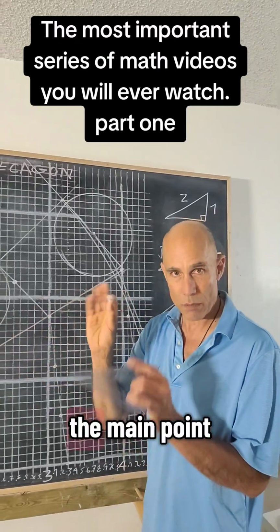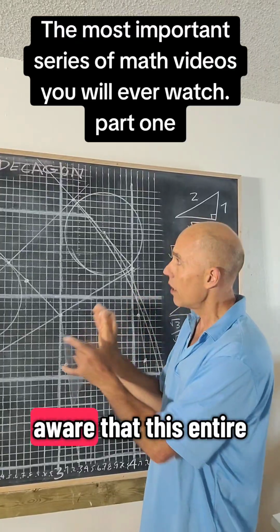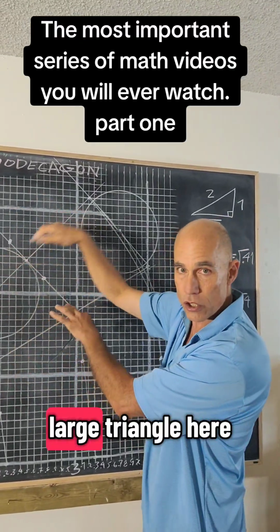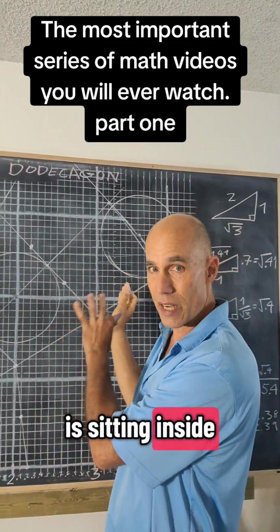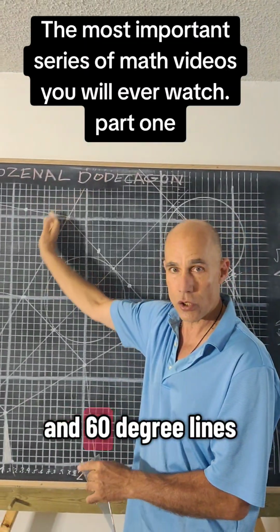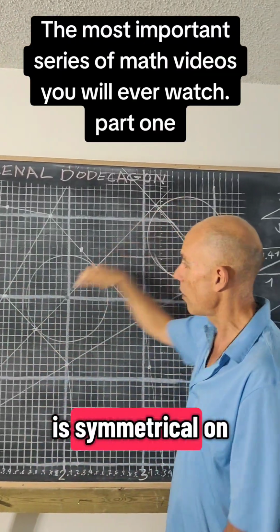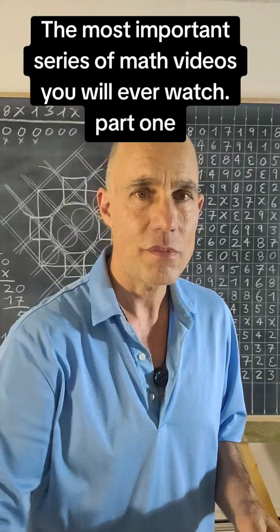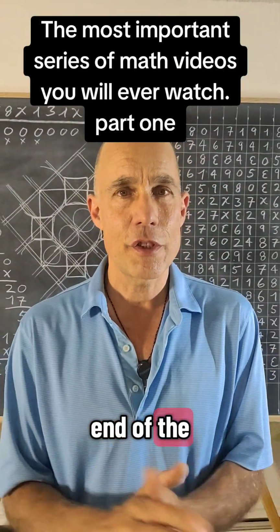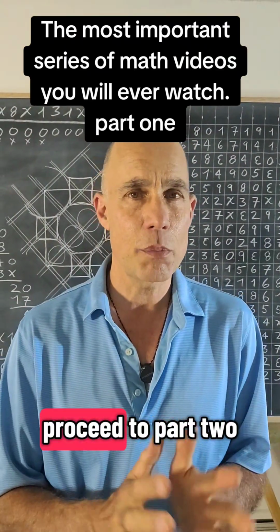So the main point of this is just to be aware that this entire large triangle here is sitting inside of the 30 and 60-degree lines because, again, it is symmetrical on the 45. All right, that's the end of the first video in this series. You can now proceed to part 2.